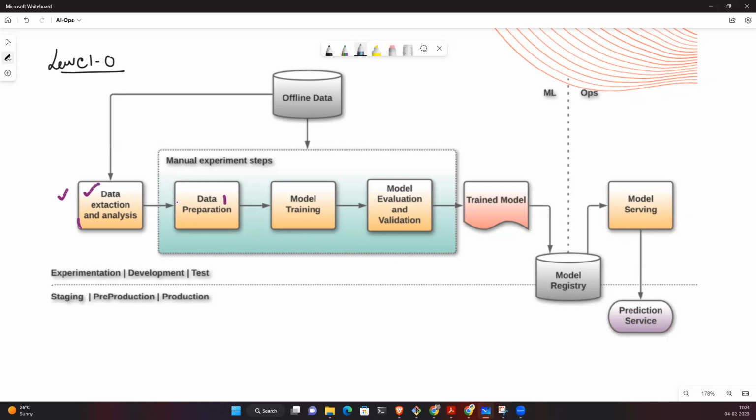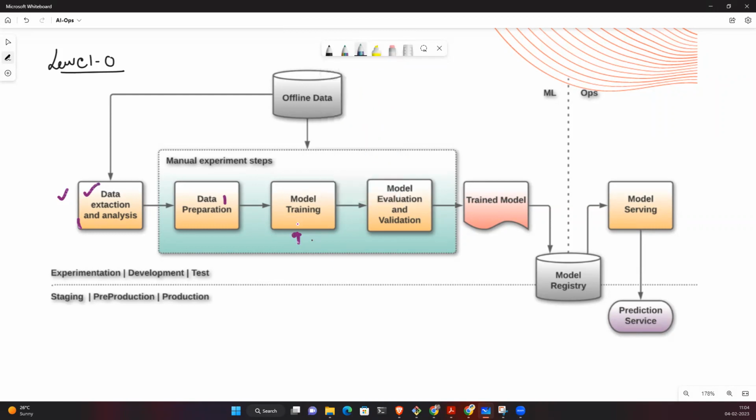The third part is model training. Model training is basically where you start training any kind of algorithm, be it linear regression, logistic regression, SVM, KNN, whatever algorithm you are using for your use case. You are doing R&D here. Okay, you are doing your model training.